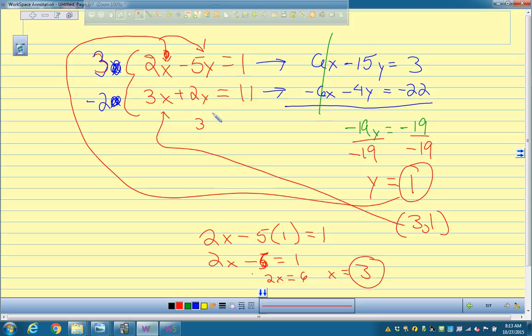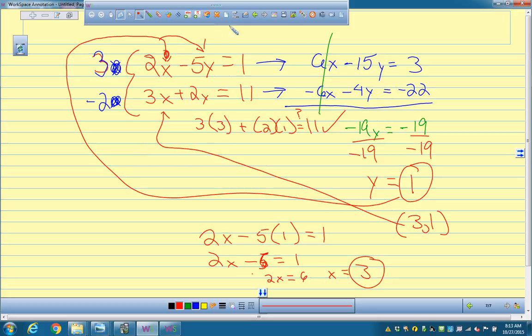I would take that answer and plug it in to make sure it works. 3 times 3 plus 2 times 1, does that equal 11? Is that equal to 11? Yes, so that checks. So that's my solution, 3, 1. Tricky. I know I went fast, but you guys only have 5 homework problems out of your book and 5 problems on Math Excel. So it's not that bad.